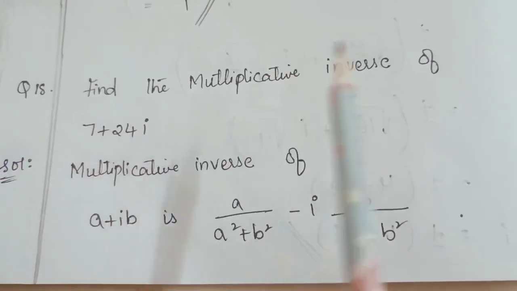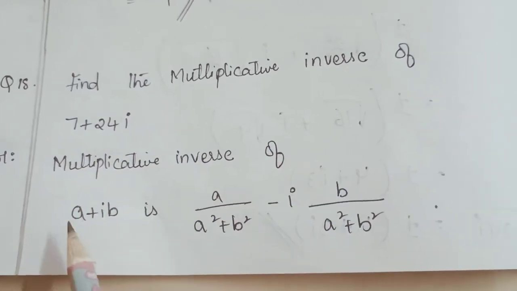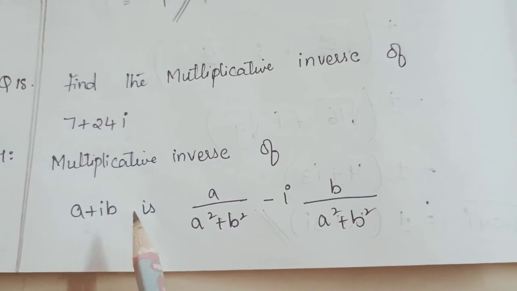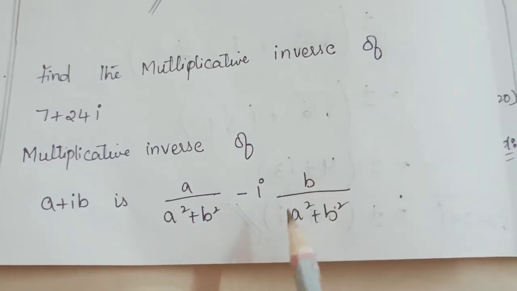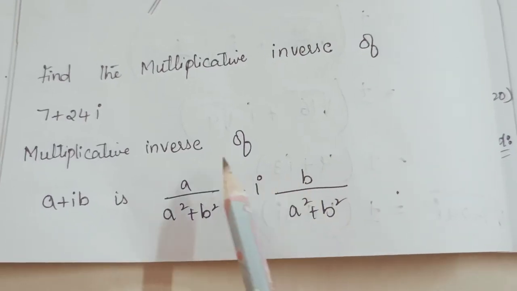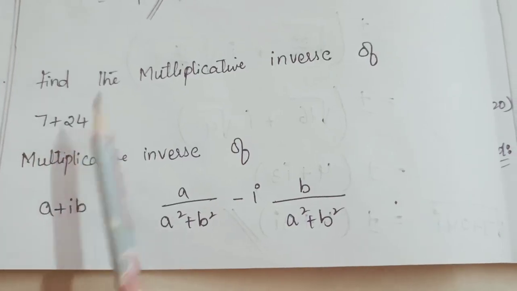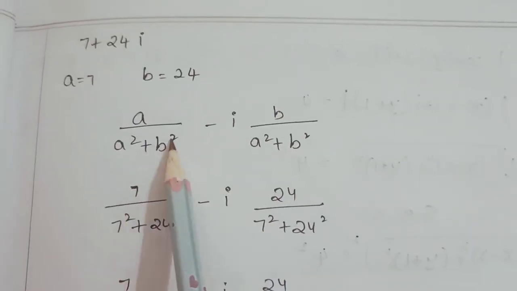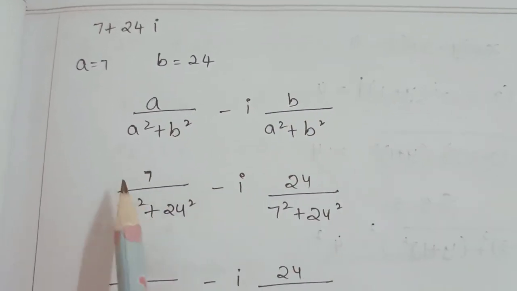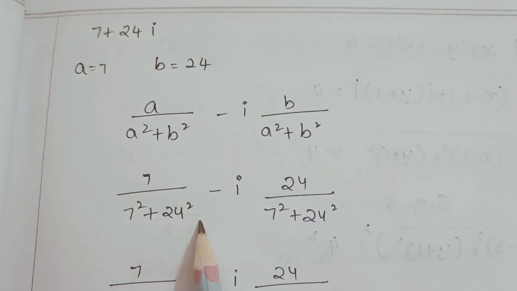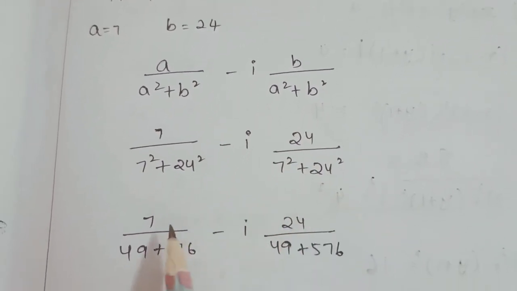Question number 18. Find the multiplicative inverse of 7 plus 24i. Multiplicative inverse of a plus ib, that is a complex number, we have one formula: a by (a square plus b square) minus i into b by (a square plus b square). We just have to substitute the values in this formula. a is 7 and b is 24. So 7 by (7 square plus 24 square) minus i, 24 by (7 square plus 24 square).